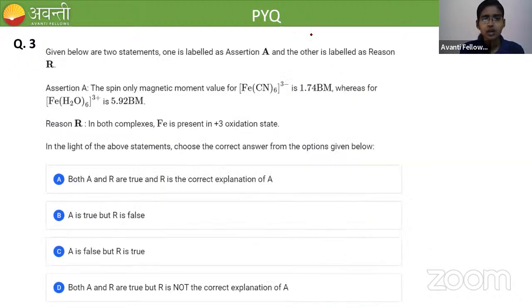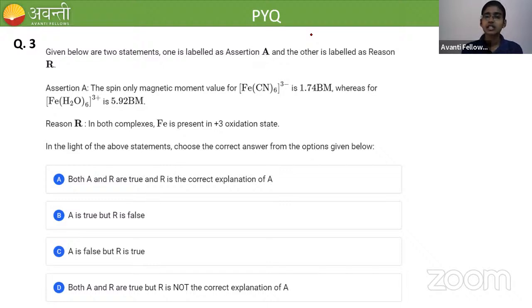So given below are 2 statements. One is assertion and the other one is reason. So we have to find out the correct statement. The assertion is the spin-only magnetic moment value of [Fe(CN)6]3- is 1.74 Bohr magneton, whereas for the iron aqua complex it is 5.92 Bohr magneton. In both the complexes, iron is in +3 oxidation state.